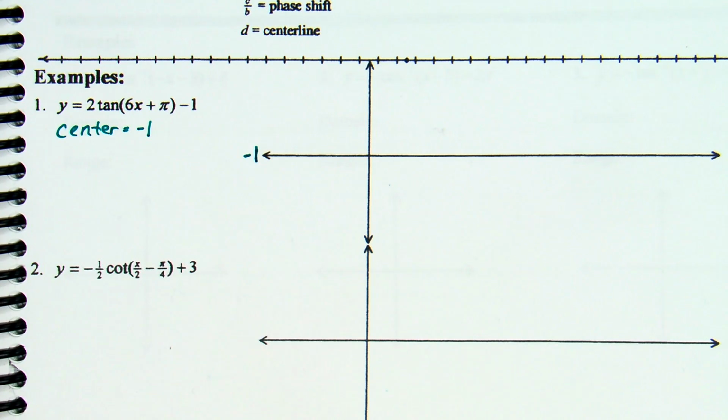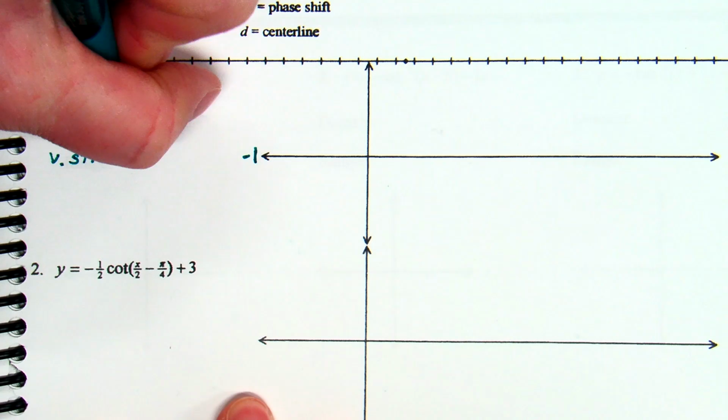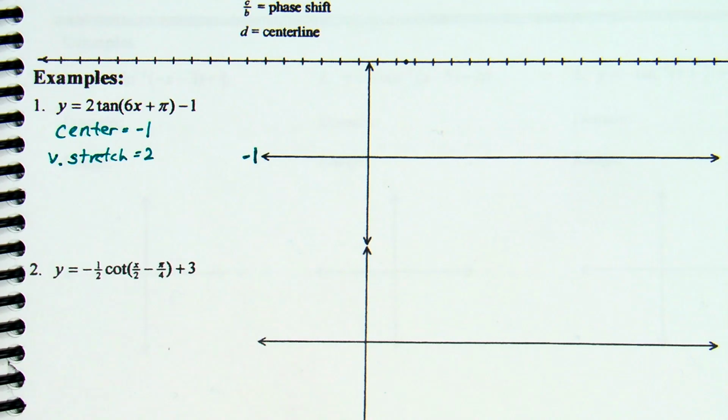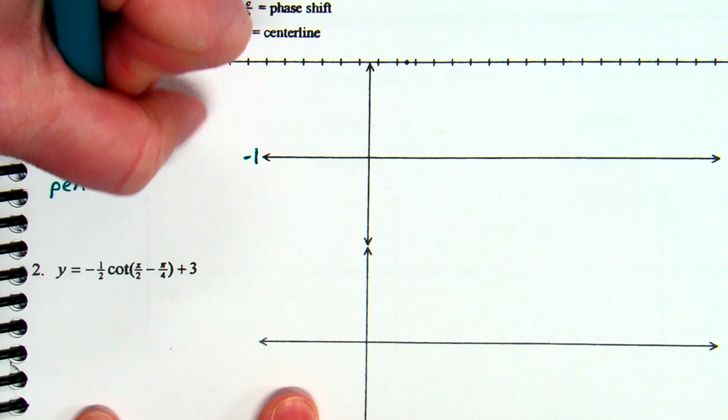So, center line. The next thing we traditionally talked about was amplitude. What am I going to talk about instead? Is this going to be a stretch or a flatten? Because the number out front is 2, which is a number bigger than 1. This is going to be a vertical stretch. And officially it's by a factor of 2. The key is we're going to stretch it as opposed to flatten it.